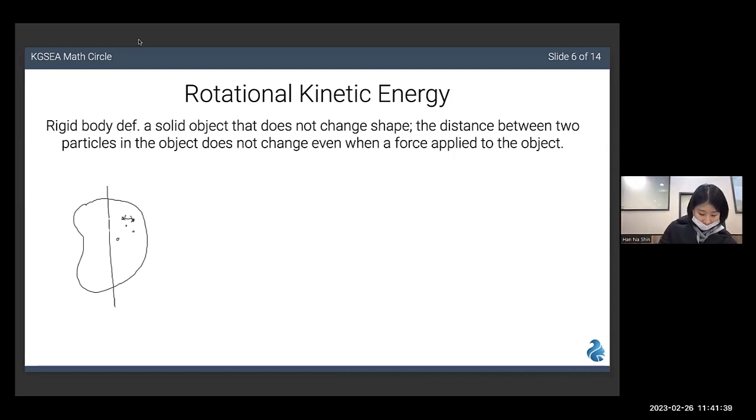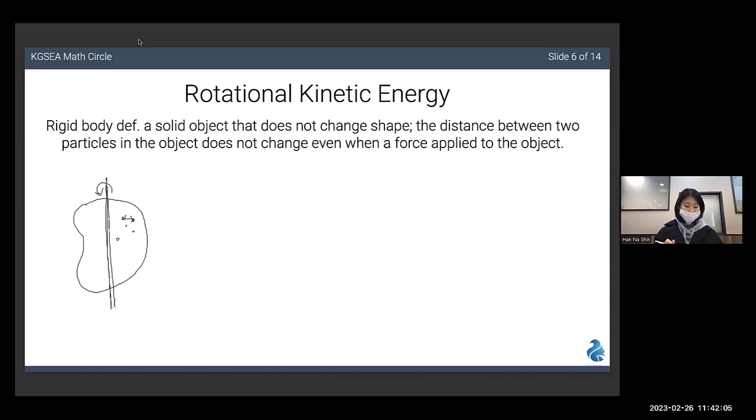And here, this vertical line is the axis of rotation. Now, if this axis of rotation rotates this way, the rigid body as a whole also rotates the same way. Now, this scenario is really no different from situations that we're already familiar with, and that's circular motion.